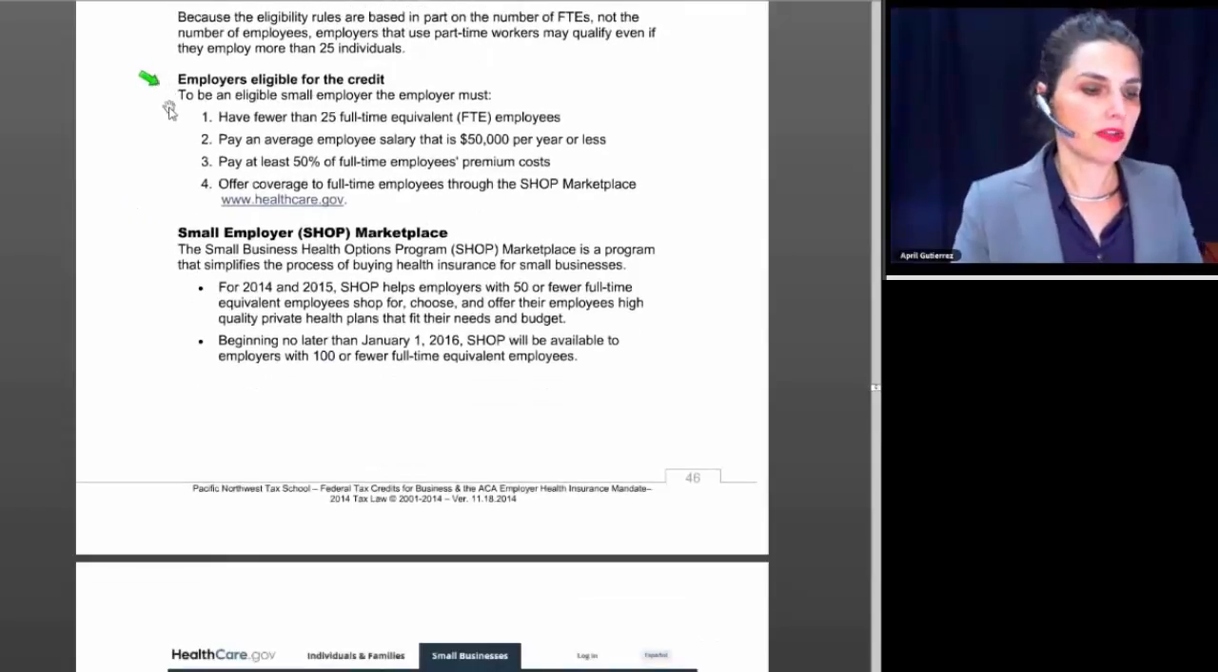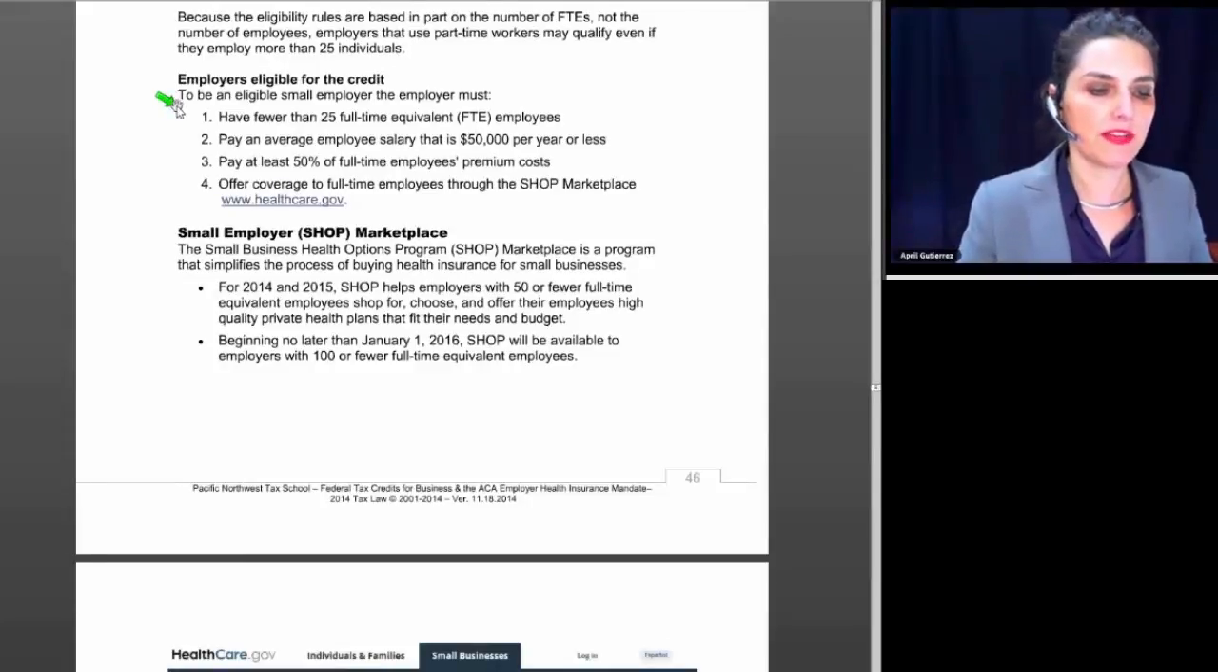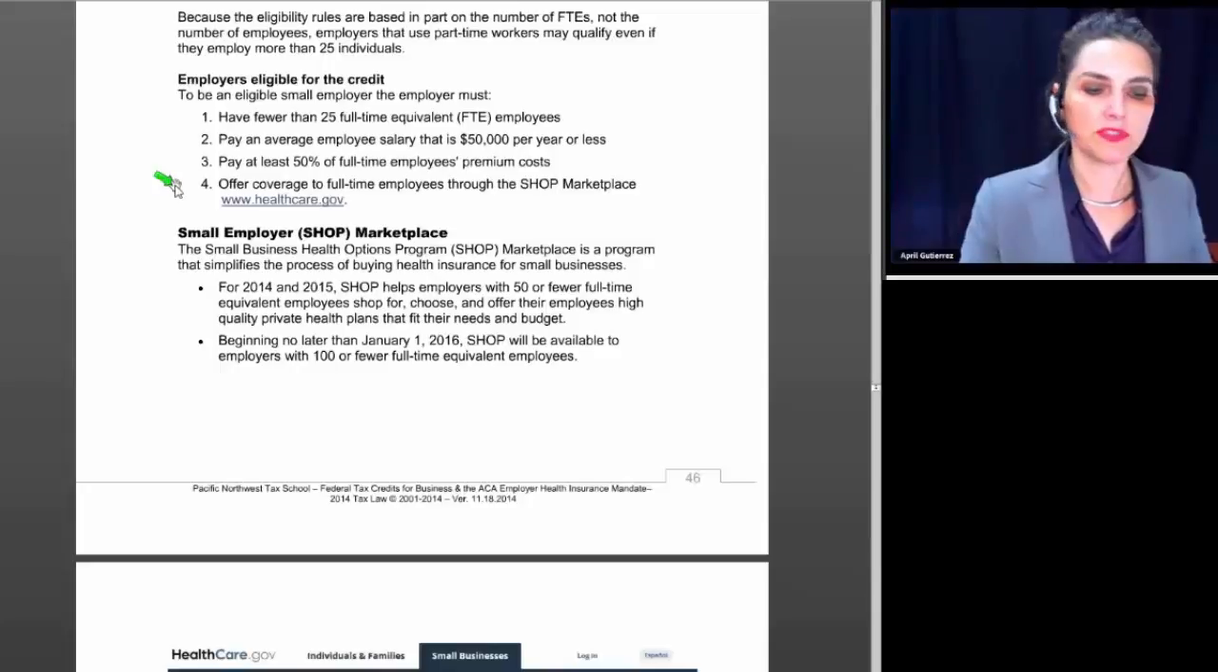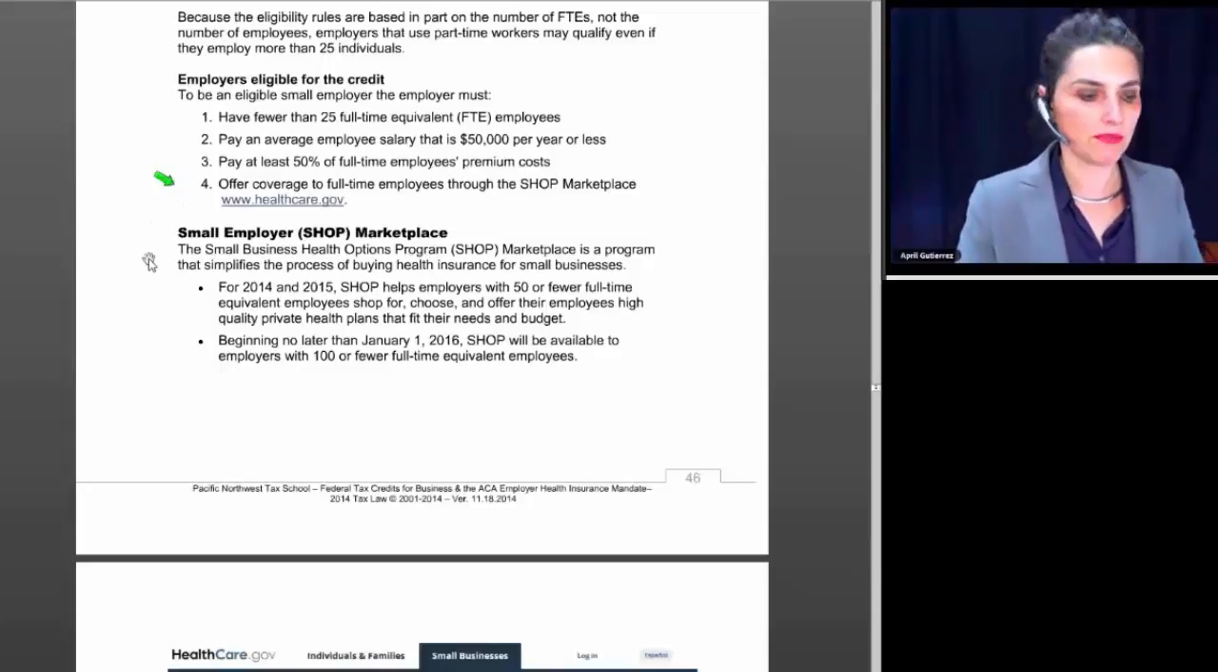Employers eligible for the credit: to be an eligible small employer, the employer must have fewer than 25 full-time equivalent employees, pay an average employee salary that is $50,000 or less per year, pay at least 50% of a full-time employee's premium costs, and offer coverage to full-time employees through the SHOP marketplace.